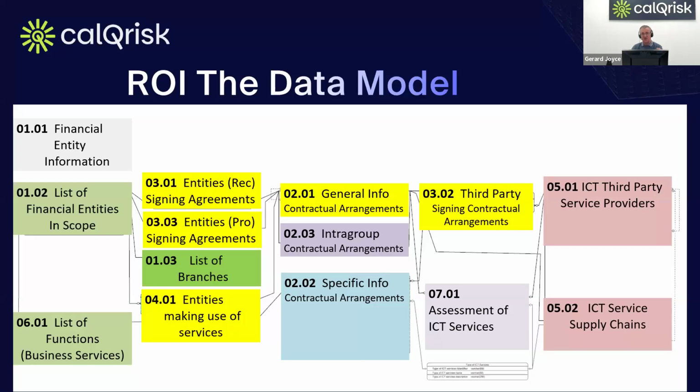02.02 is probably the biggest table because it has all the contractual specific information on contractual arrangements, and you've detail like if the information is being stored in 2 countries, then that's 2 records, and if it's 2 activities, that's 4 records, and if the data is stored in 2 more countries, then that's 8 records, and very quickly one third party, 2 activities could lead to 16 records in 02.02.